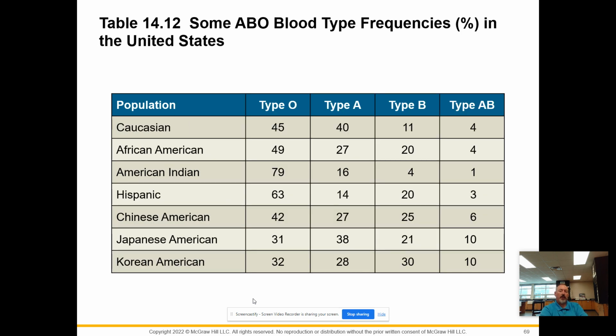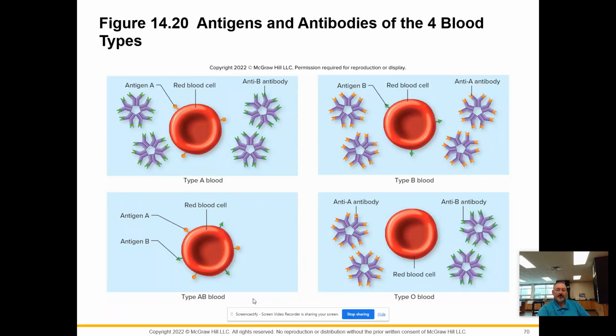If you look at the percentages of the different breakdowns in the US, among Caucasians, 45% are type O, 40% are type A, and you can see B and AB, respectively. You can see the different blood groups by ethnicity as you go through and look. This is the statistics of the different populations by ethnicity.